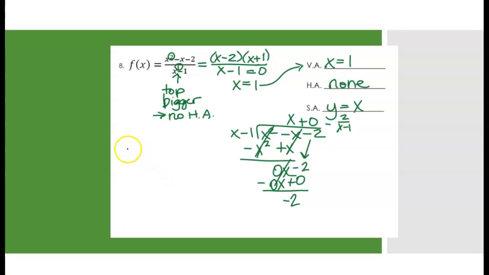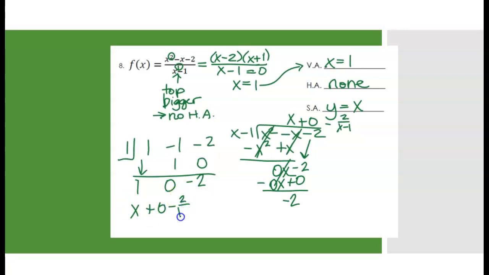Did anybody try synthetic division? Do you get the same thing? Yeah, do you like doing the synthetic division more? Mm-hmm. So if I do that, 1 times 1 is 1. This is 0. This is 0. So this is x plus 0 minus 2 over x minus 1. So did it still work? Yeah, it still works.